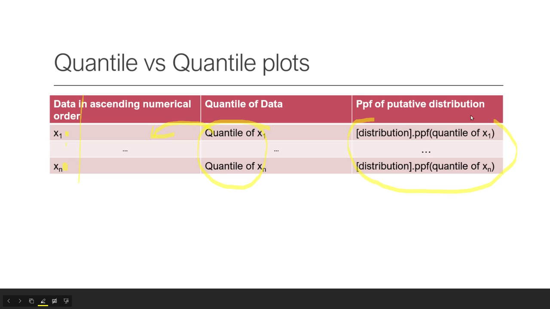The third column, we take the PPF function of this column here. Now, to test if something is normal, we'll have the normal distribution over here, but a quantile versus quantile plot can be done to check for any distribution. And then we'll plot these. This will be our X column, and this will be our Y column.